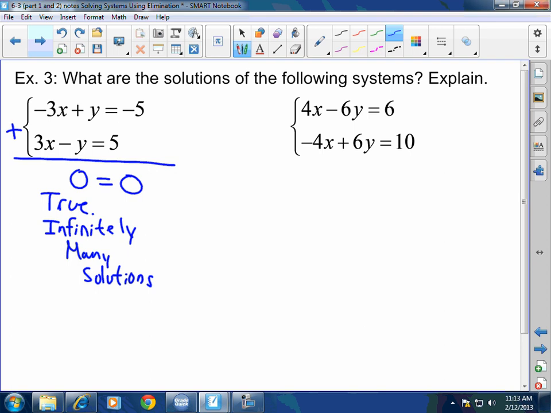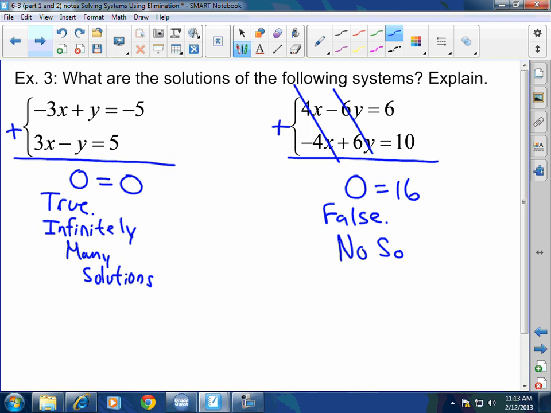Number two. Okay, when you add these here, the x's cancel, the y's cancel. Does 0 equal 16? No. That is a false statement. So false statements, what solution is that then? No solution. So this is the same thing. It's not like we're adding something new. Does that make sense so far, gentlemen? You sure? May I continue?